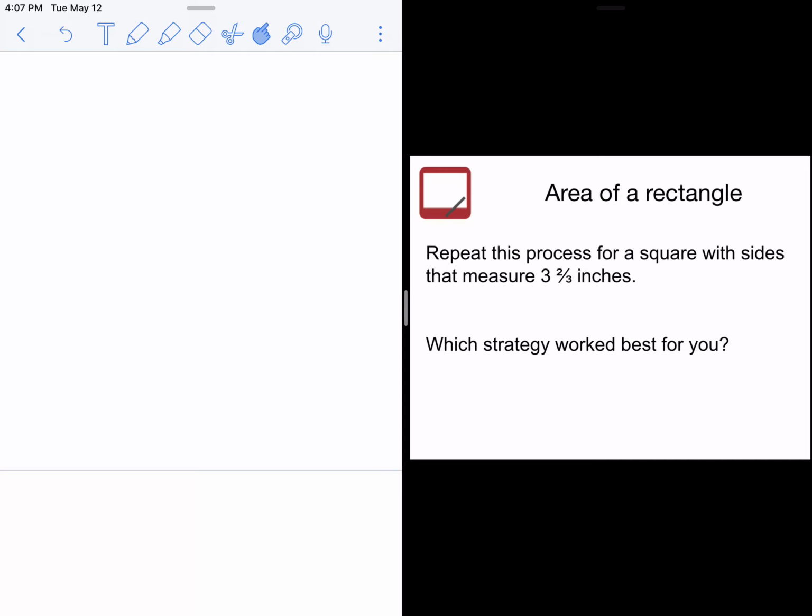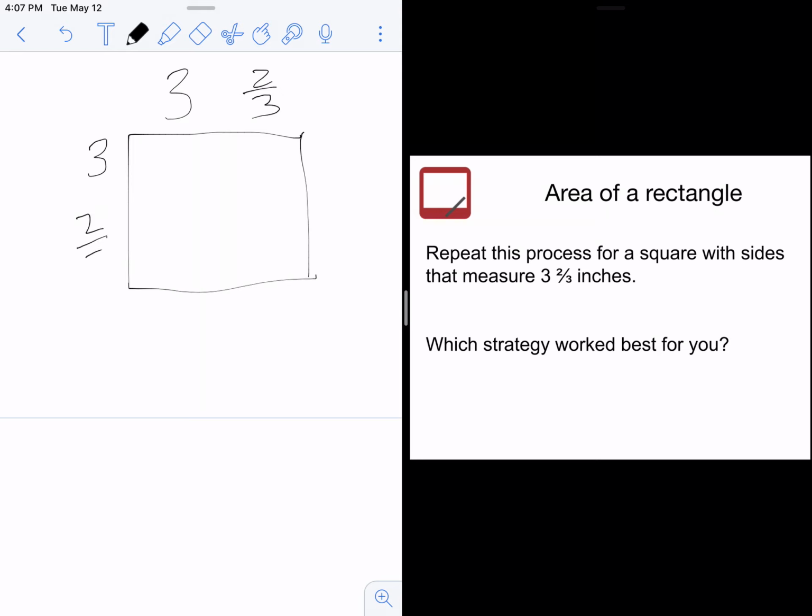So what I want you to do is do this all by yourself. Pause the video. You're going to do both strategies and tell us what strategies worked best for you. So you're going to draw a square. Square, remember, the same sides. So 3 2/3 and 3 2/3. You can turn these into thirds, or you can do the area model. So go ahead and pause the video and then unpause it for your answer.